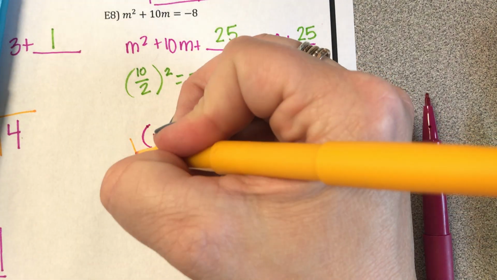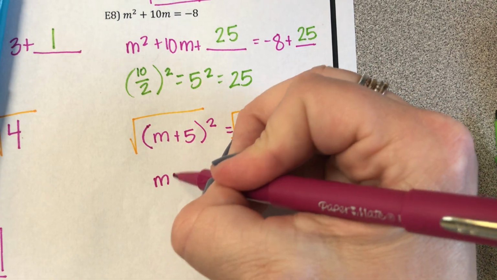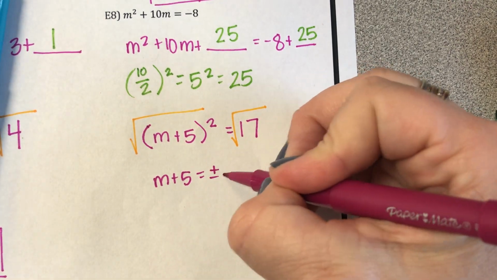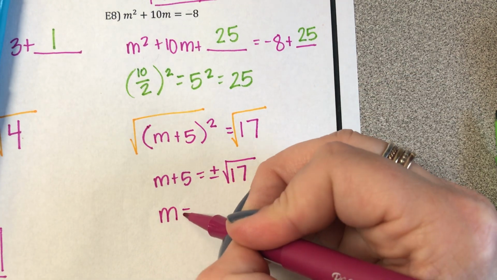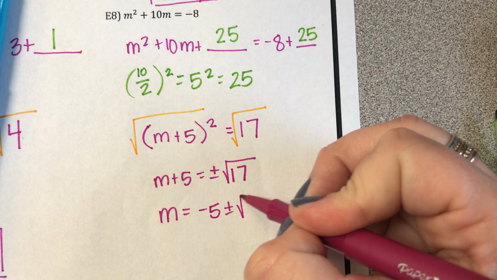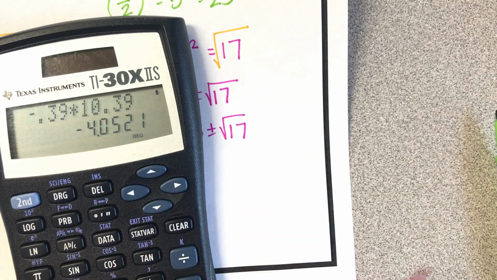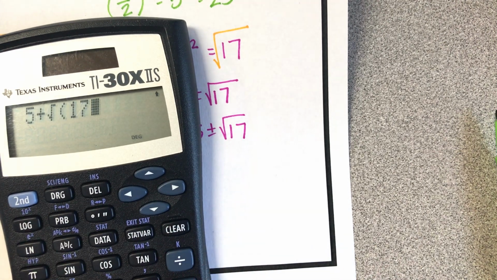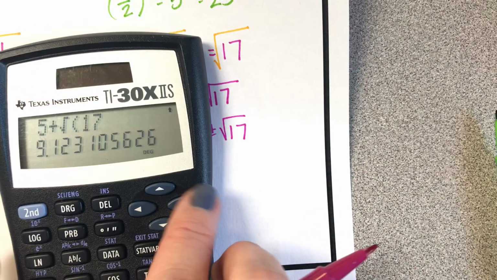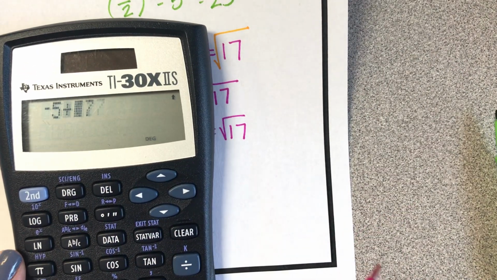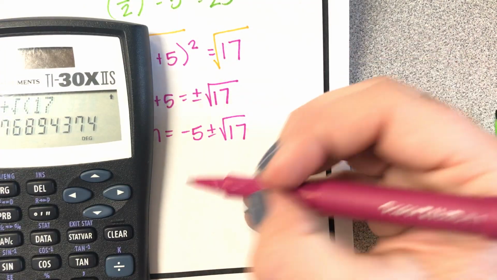So I want to take the square root of both sides. So I now have m plus 5 equals plus or minus the square root of 17. I need to bring that 5 over. So negative 5 plus or minus the square root of 17. So 5 plus the square root of 17 is 9.12. Oh, except it's negative 5. Negative 5 plus the square root of 17 is negative 0.88.